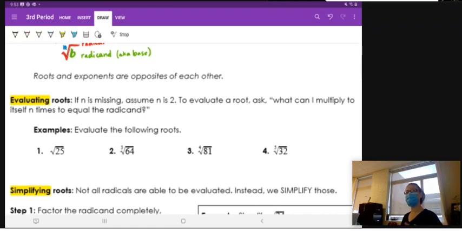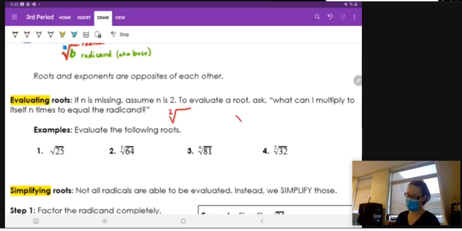So this is a long question, but let's break it down. N is our index. So the first thing we need to do is figure out what our index is for each particular problem. Sometimes there will be no index written. You'll just see a symbol like this, and there's no number written inside of it. That just means square root. Okay? The most common root you will see is a square root. We don't usually write the number 2 in here when it's a square root.